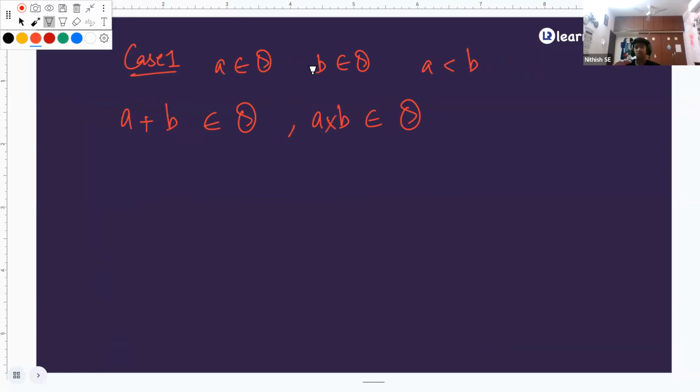What about the multiplication of both irrational numbers? We'll see one by one, but that's not how it works, sir. Let's see case 2.